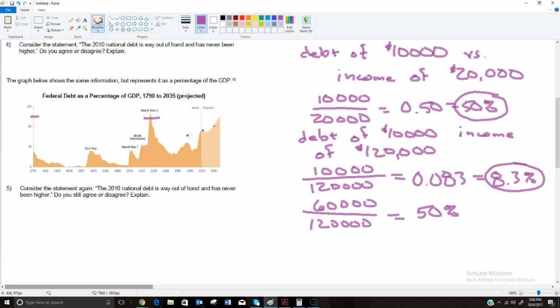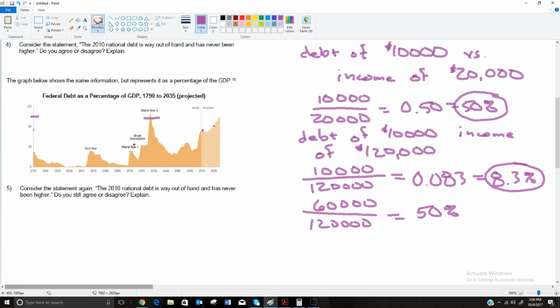So if you look over, it's kind of hard to read because it's so far over. It looks like it's maybe a little under 80, maybe 75%. In other words, we have a debt to income ratio. Our debt is about 75% of what we produce in goods and services in a year.